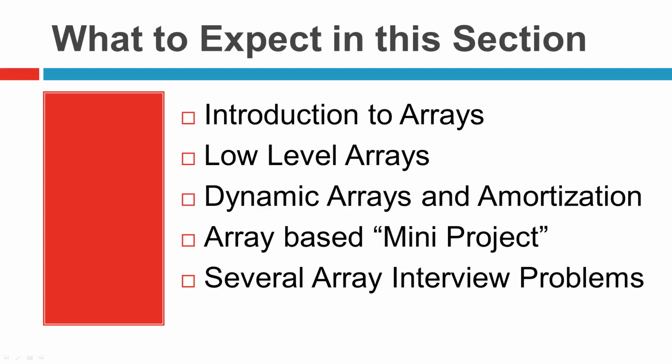That includes low-level arrays and dynamic arrays. We'll learn about how arrays are constructed, and why they have the big O properties that they have. And we can think about that as the first section of this section of arrays.